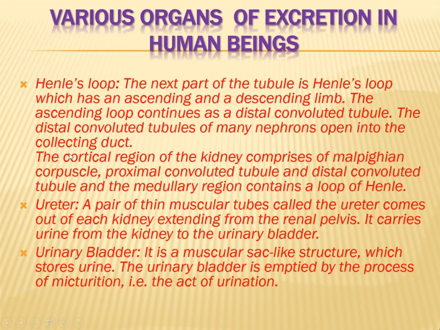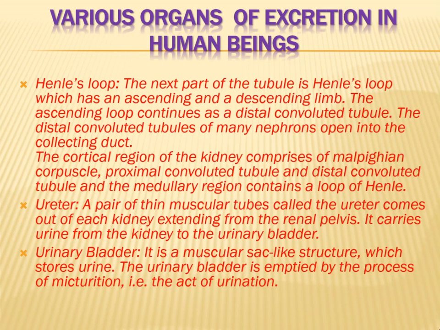So this is another one, which is the Henle's loop. We will be discussing Henle's loop, and then the ureter and the urinary bladder. The next part of the tubule, where the urine, meaning the waste product, is going, is the Henle's loop, which has an ascending and a descending limb. So here is an ascending limb and a descending limb.